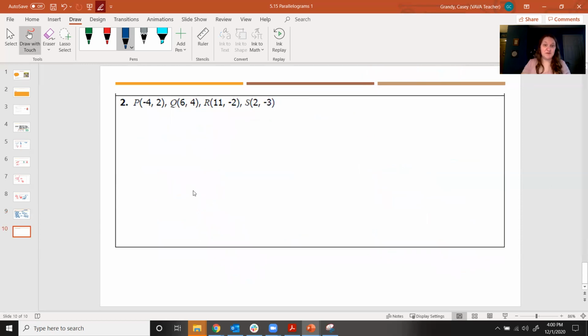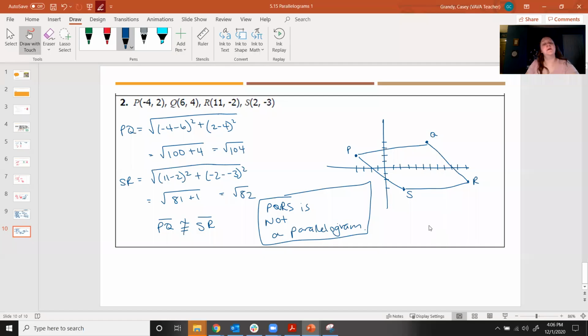Okay, we're going to do a very similar thing here. Let's sketch the picture and then find the length of the sides. If the opposite sides are congruent, it's a parallelogram. If the opposite sides are not congruent, it is not a parallelogram. So try this one now. Okay, so if you sketched your picture, it looks something like this. It might even look better, probably does.